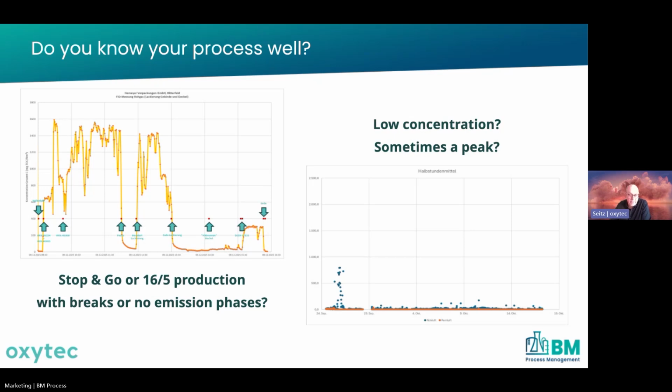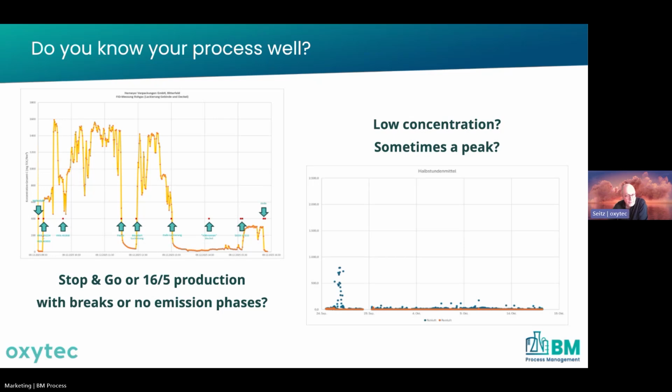Therefore, I will show you two examples of variable VOC emissions. Here on the left side, we have the drying of painted barrels. As you can see, you have a variation over the drying process itself. You have pauses over the day. You have sometimes production without emissions.